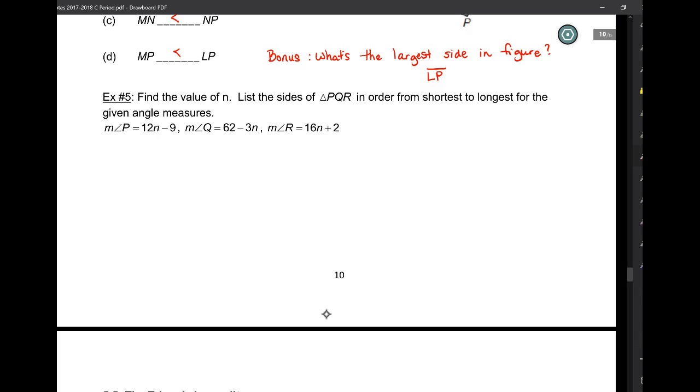Find the value of n. We're going to list all the sides in order from shortest to longest. And I would recommend just drawing a quick picture. It does not have to be drawn to scale by any means. I'm just going to put in P, Q, and R. So what do we know about all 3 angles? They have to add up to what? 180.